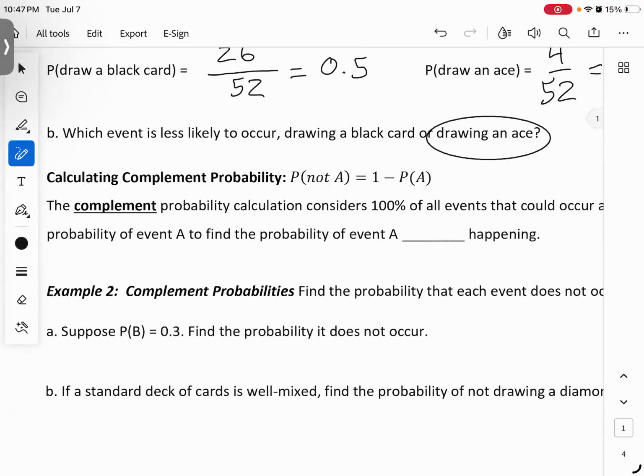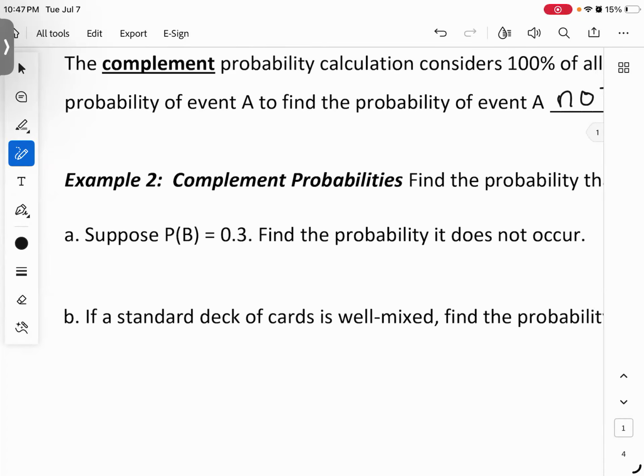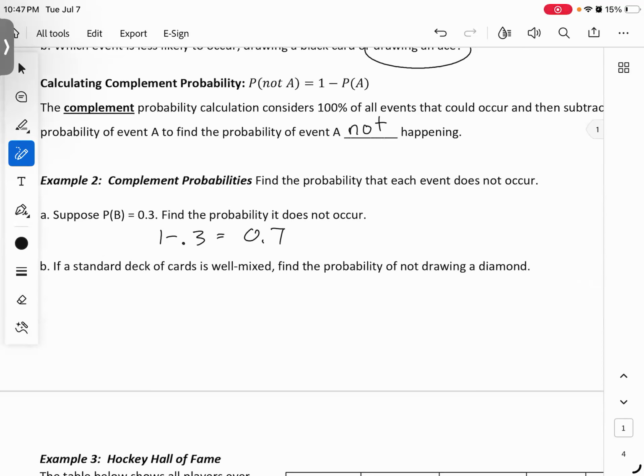So if you're ever looking for something not happening, then what you'll do is just subtract it from 100. So in this little example two here, suppose the probability of some event happening, they're just calling it B. The probability that event B happens is 0.3. Probability that it doesn't happen, well, we would just subtract that from 100 and you get 0.7. So 30% chance it will happen, 70% chance it won't. So just be looking out for this word.